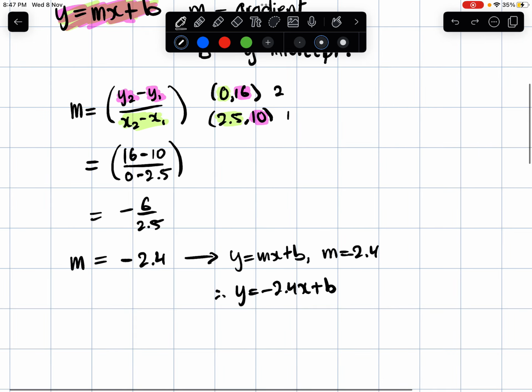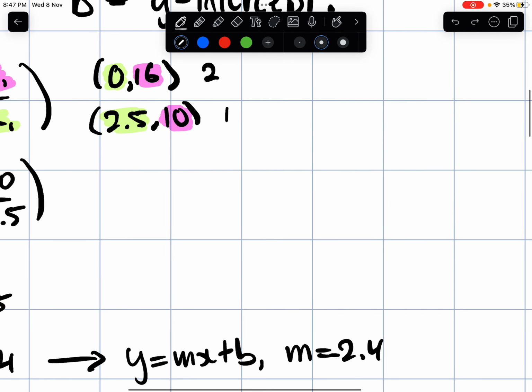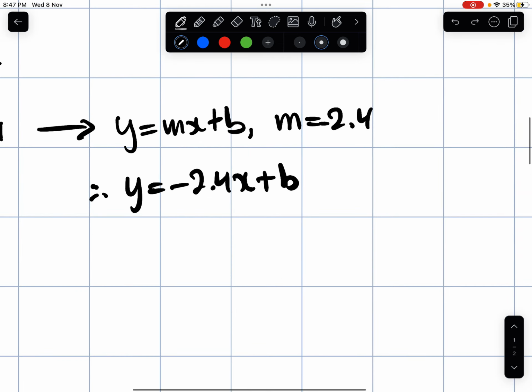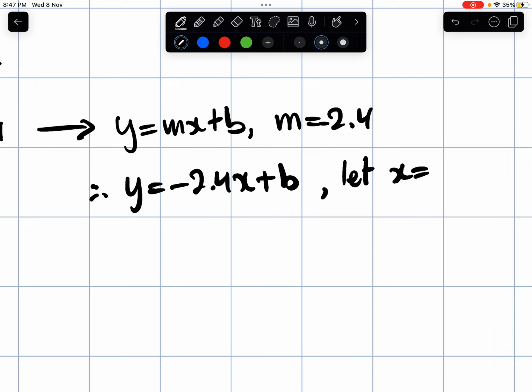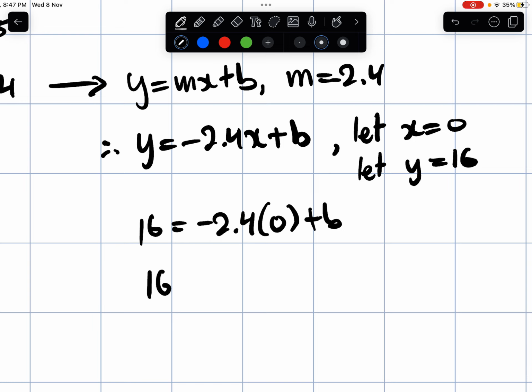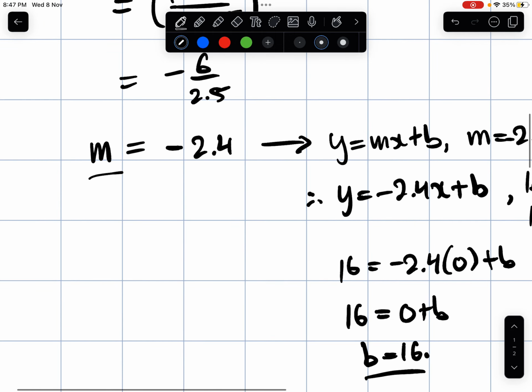And now to find b, you just sub in any known x and y values. So if we look at this pair up here, its x is 0 and y equals 16. So let x equals 0, let y equals 16. You go 16 equals negative 2.4 times 0 plus b. 16 equals 0 plus b. B equals 16. So we've got our b value and we've got our m value.